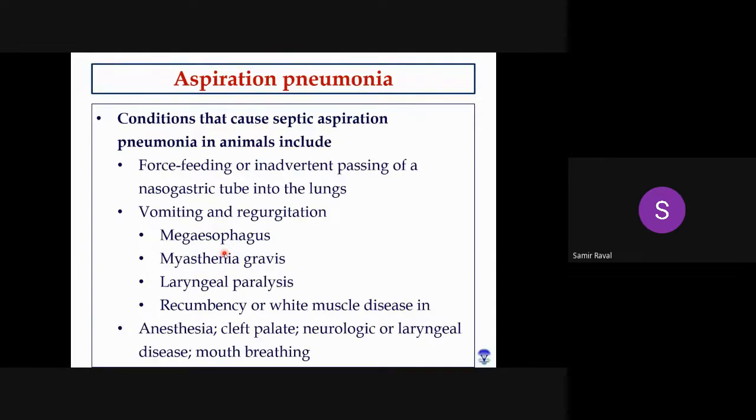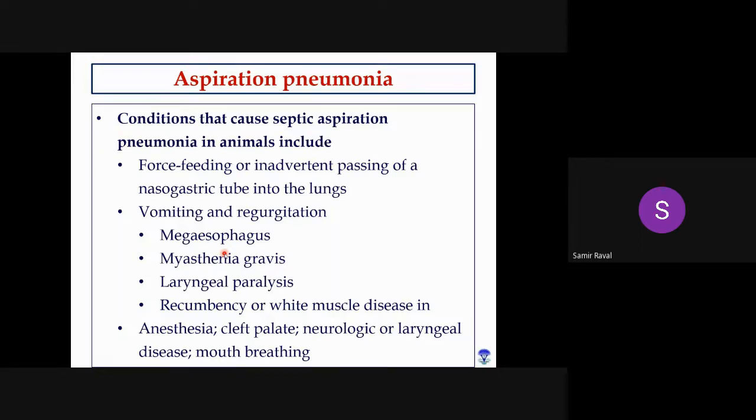Laryngeal paralysis is also responsible for development of aspirated pneumonia. Then white muscle disease, many a time due to deficiency of vitamin E or selenium, there will be necrosis of muscles, and due to this necrosis you will find aspiratory pneumonia. Then anesthesia is also responsible for development of aspirated pneumonia, right? Probably you know that whenever you go for any type of surgery, doctors will say you must not take any feed or water in the last 12 hours, or particularly food in the last 10 hours and water in the last 4 hours, right? This is to prevent aspiratory pneumonia.